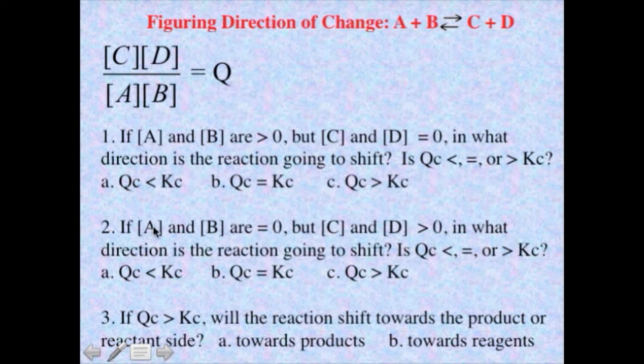Now, conversely, if A and B are equal to 0, that means you have 0 in the denominator, and C and D are greater than 0. Well, if you have 0 in the denominator, the value of this ratio is infinity, right?